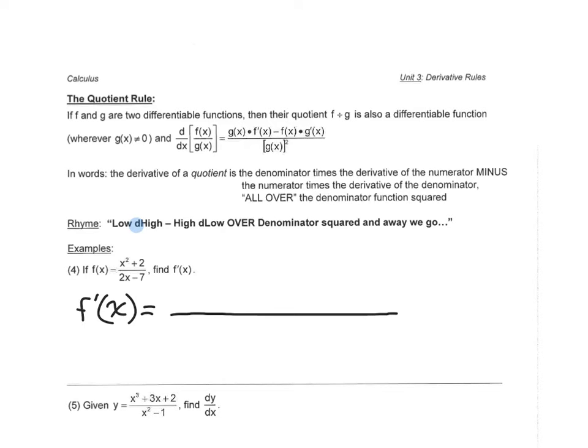All right, so I'm just going to follow a similar structure to what I did in the previous mini lesson, the product rule. Low d high minus high d low, and that's all over the denominator squared. And away we go, apparently.